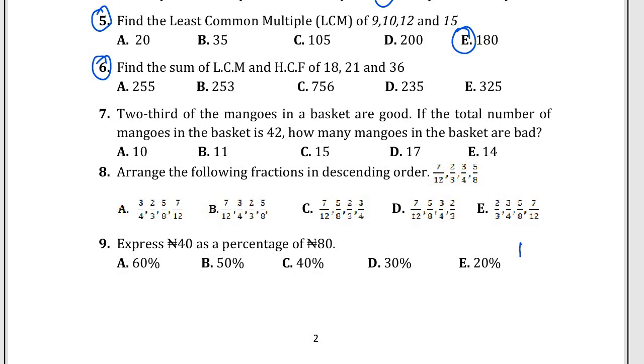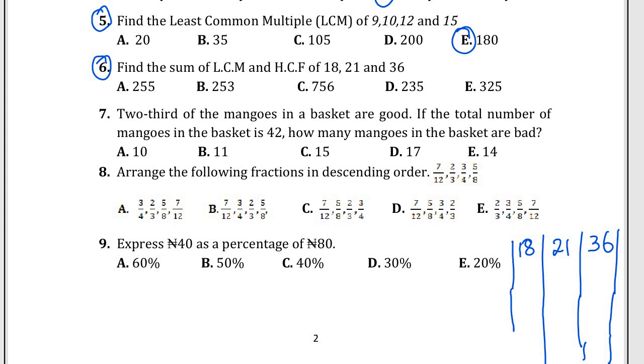So we have 18, 21, 36. So I'm going to show you the difference between LCM and HCF. So for LCM, you start like I did earlier. You start with the smallest number that can divide through. So let's start with 2. 18 divided by 2 is 9. 21 divided by 2, not possible, 21. 36 divided by 2 is 18. 2 is not done with its work since 18 is an even number which can be divided by 2. So you continue with 2.